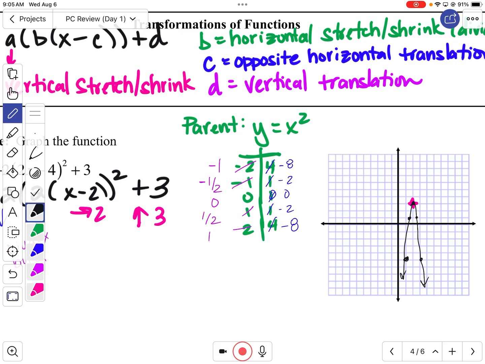Right? So understanding how all the transformations work. If you remember, we did all of that with the trig functions too. We'll talk about that tomorrow, using our trig functions.